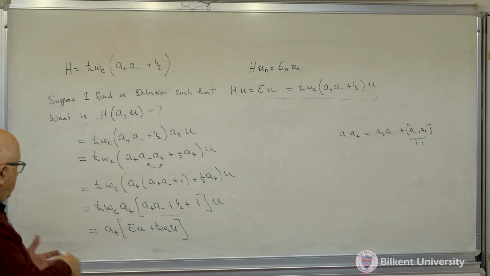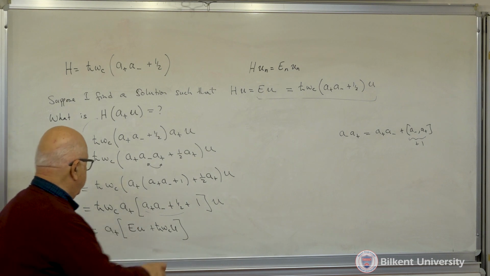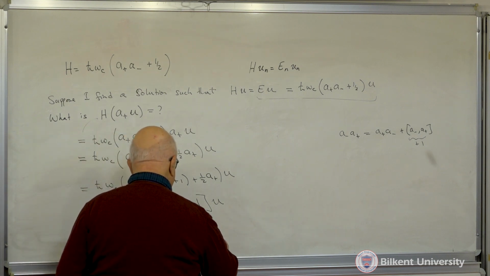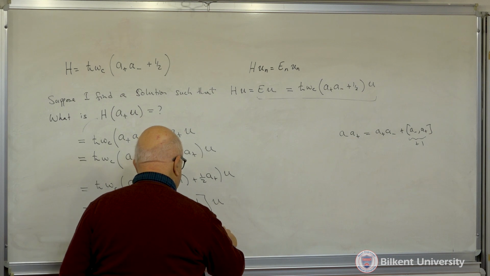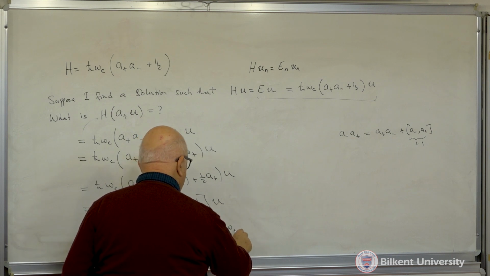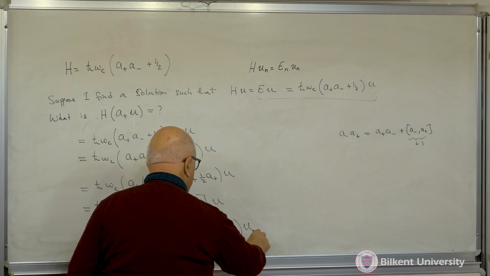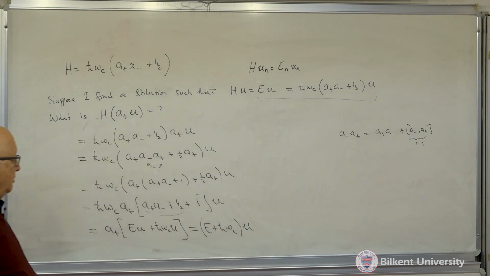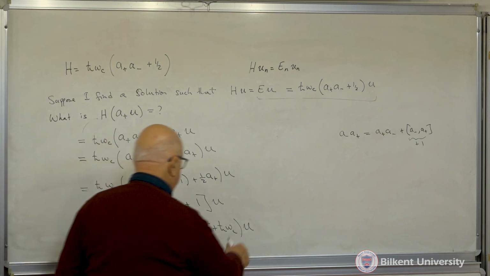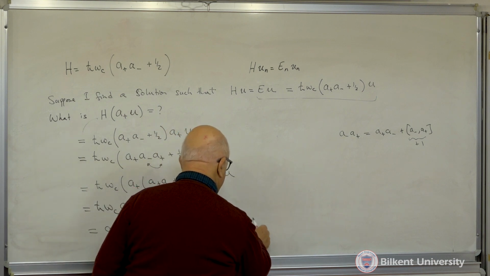Okay, or just factoring these constants away, I end up with E plus h bar omega c, and then A plus U. So what happened? Yes, I have an A plus. Thank you. Very important. A plus U.